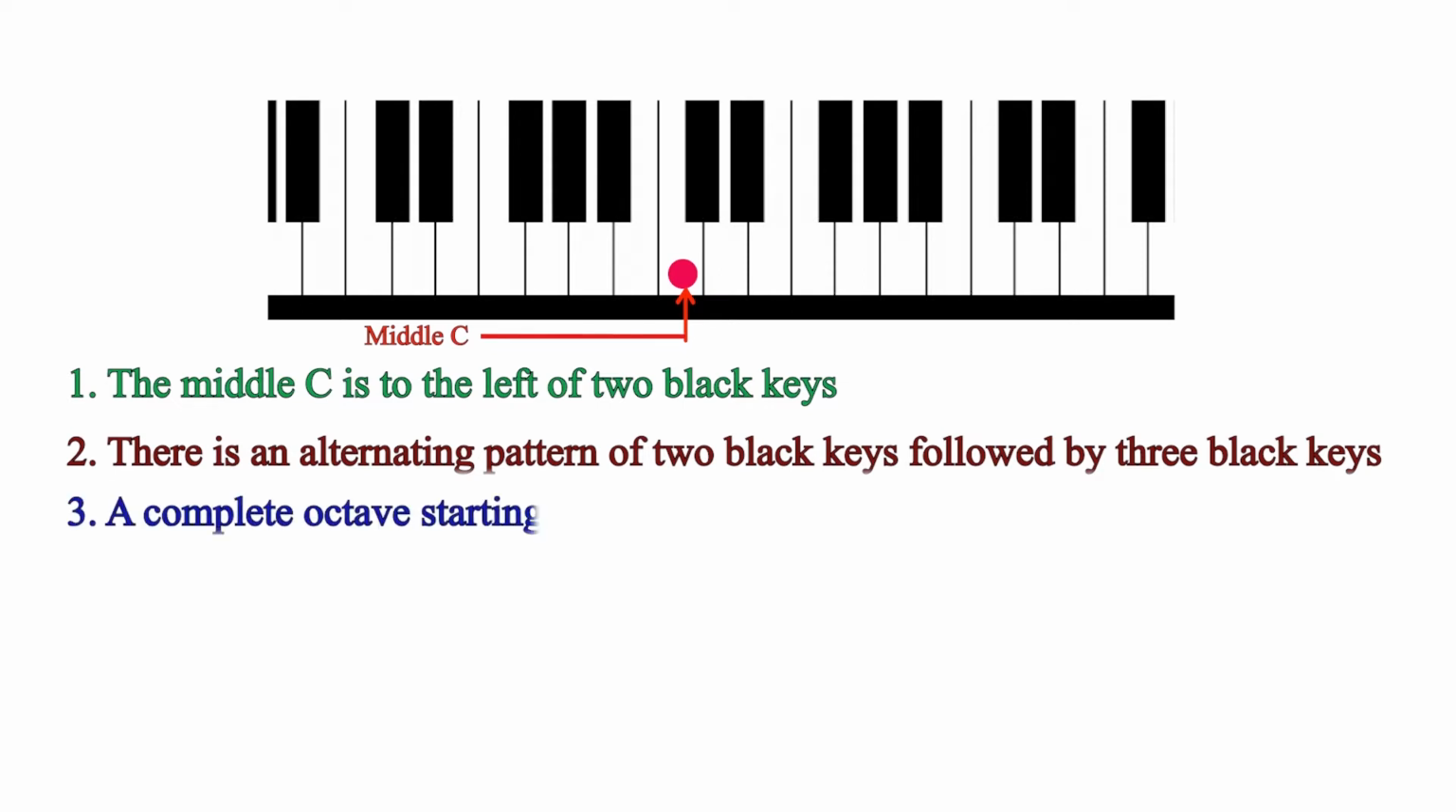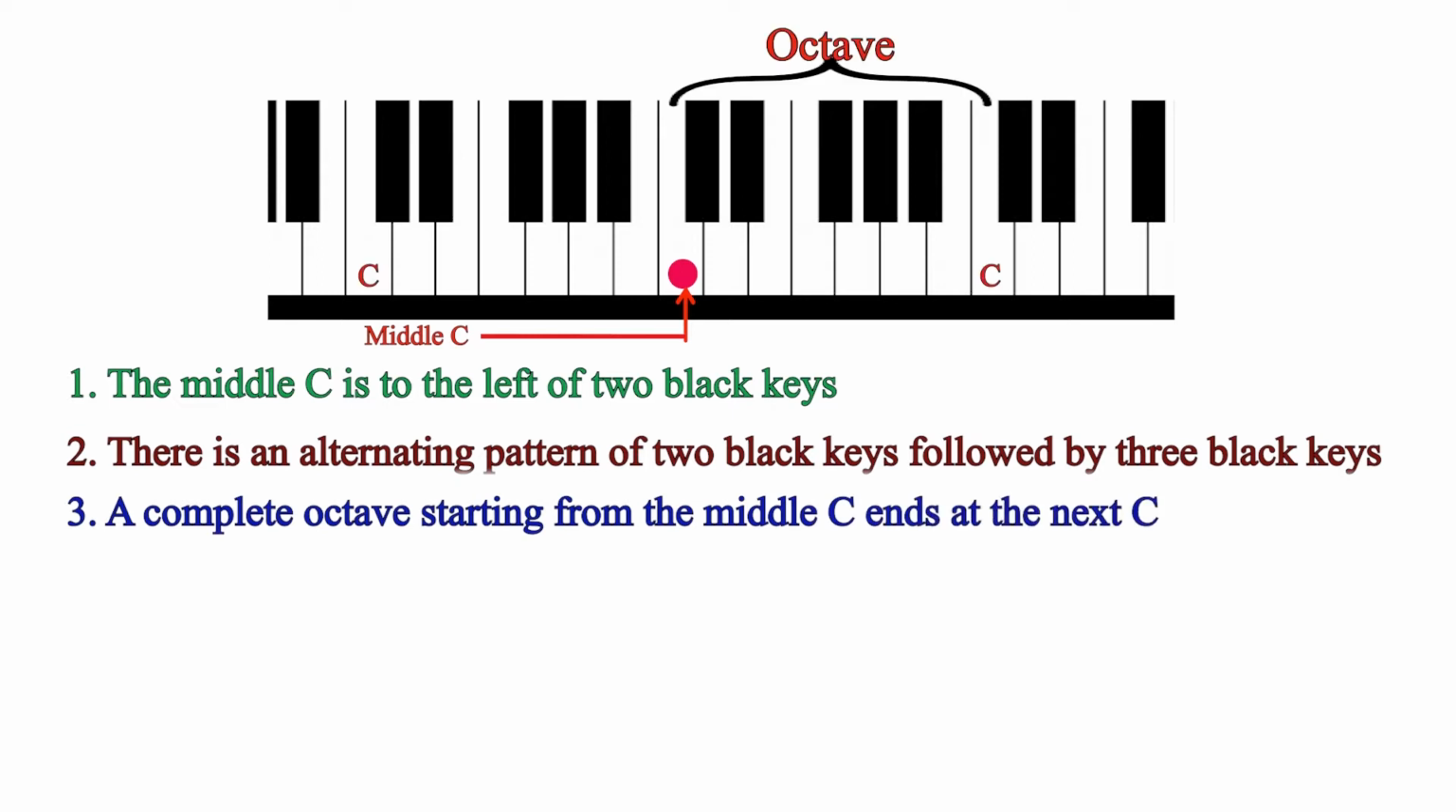3. A complete octave, starting for example from the middle C, consists of all the notes between the middle C, which of course is behind 2 black keys, up to the next white key behind 2 black keys. That is the next white key before the next 2 black keys. This key is also known as C, but no longer middle C. In fact, all white keys that are to the left of 2 black keys are called C.